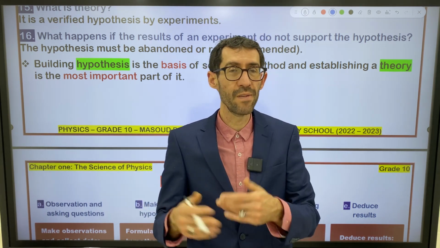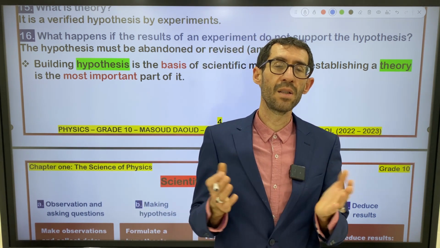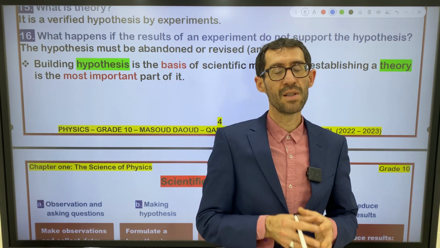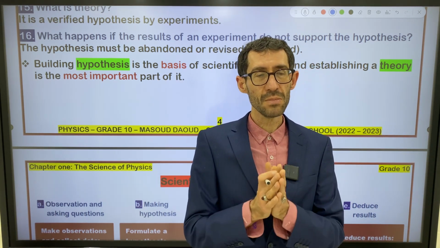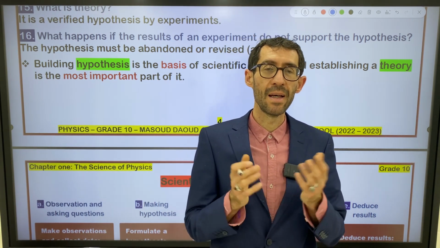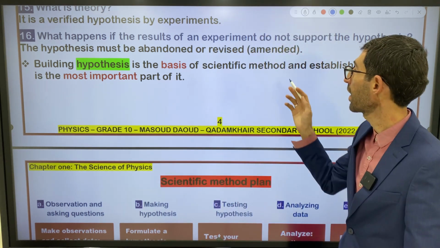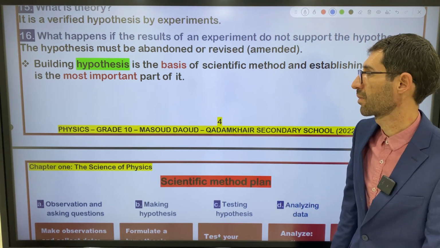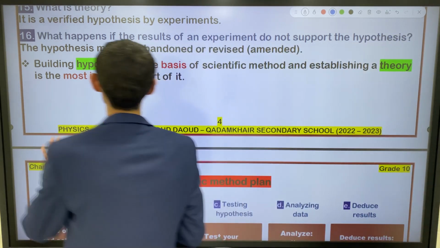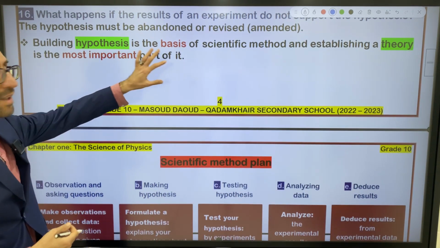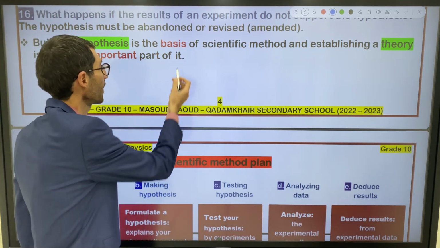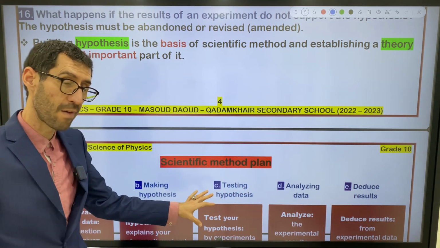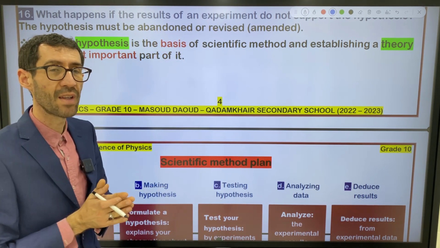Either you leave it, and it doesn't work for any situation, or you change some parts of the hypothesis, which is called amending. So it's either by abandoning or amending the hypothesis. Building hypothesis is the basis. Look here, I didn't explain this one on purpose. I want to explain it on this graph. That's why I didn't say basis.